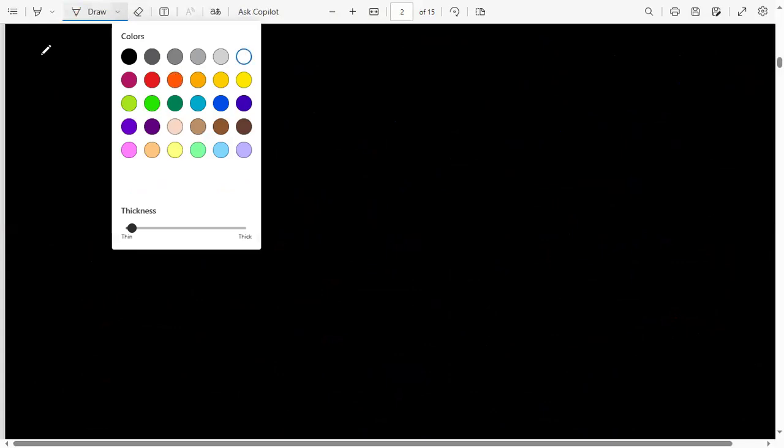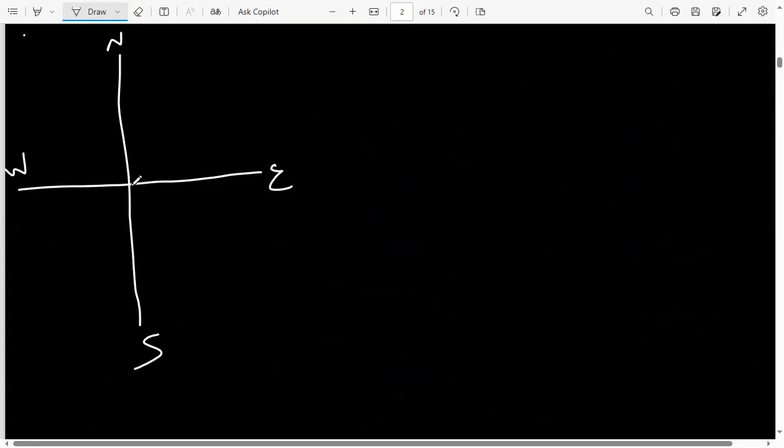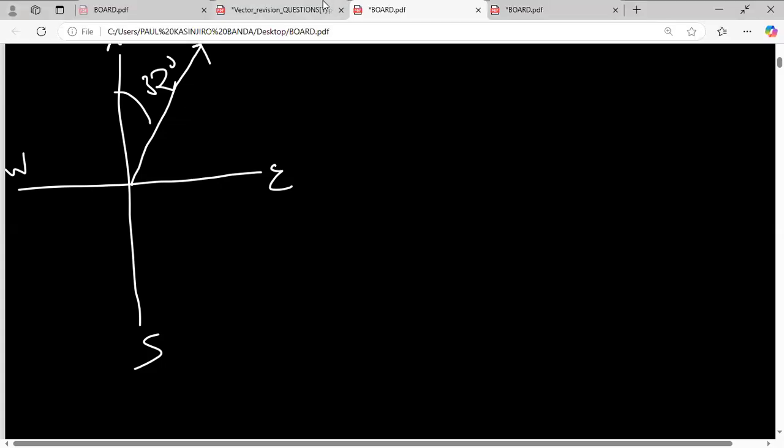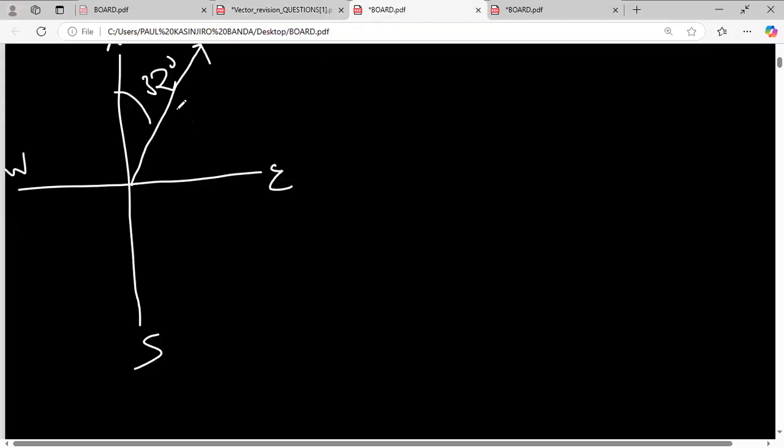Okay, so we have our XOY plane here, and then we have the following vectors. I'll label these as north, east, south, west. The first one was this one here. So we said this angle here was what? 32 degrees. And the magnitude of this was, what was the magnitude of it? The magnitude was 72.4. So this is 72.4.